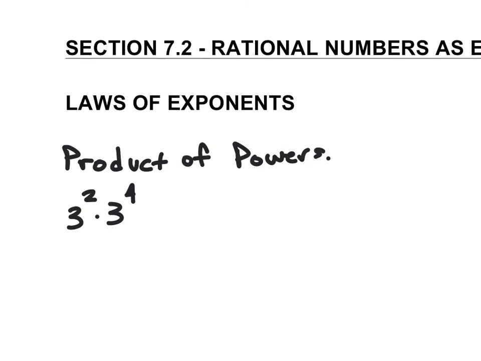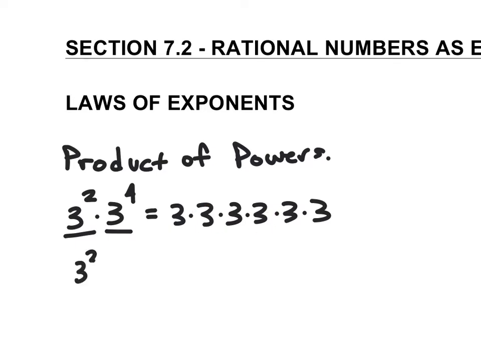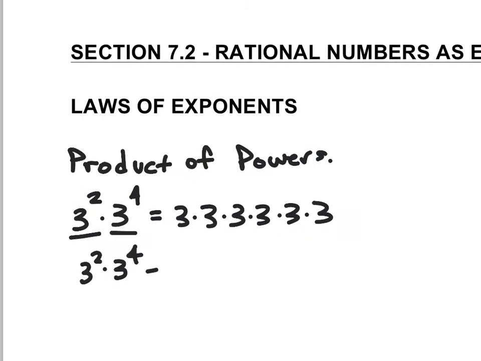So if I were to take 3 squared, that's going to give me 3 times 3, multiplying 3 by itself twice. Then if I take 3 to the 4th power, that means I'm multiplying 3 again 4 times. So 1, 2, 3, 4. Now the question is, what am I doing here? How many times am I multiplying 3? What we get is if I take 3 squared times 3 to the 4th, then that's going to give me 3 to the 6th power.